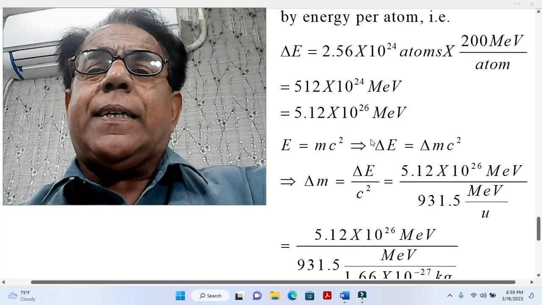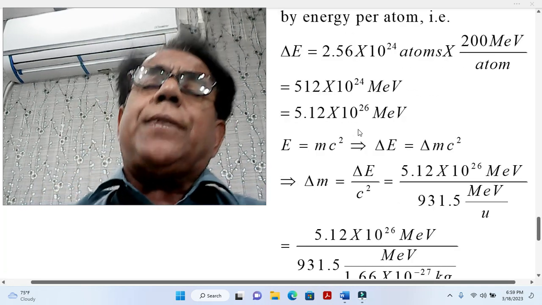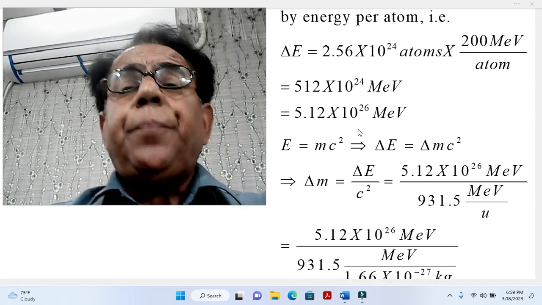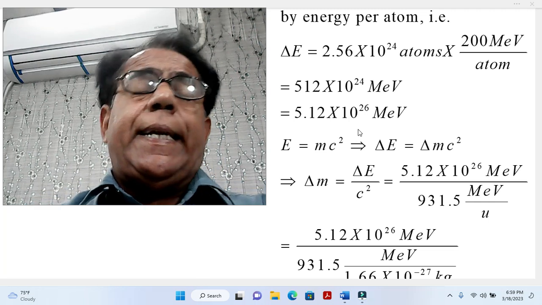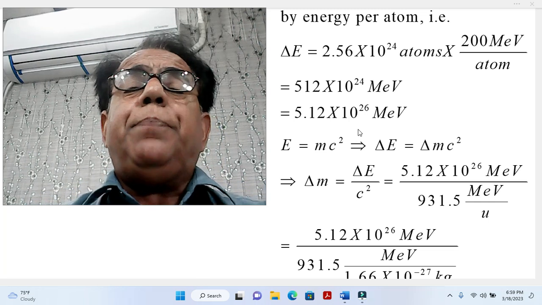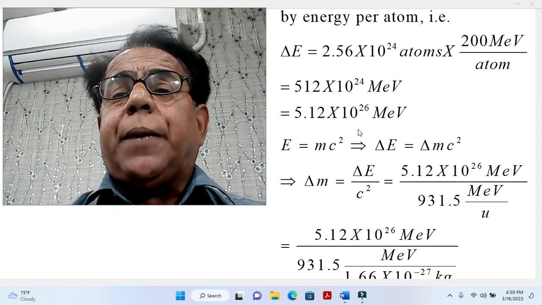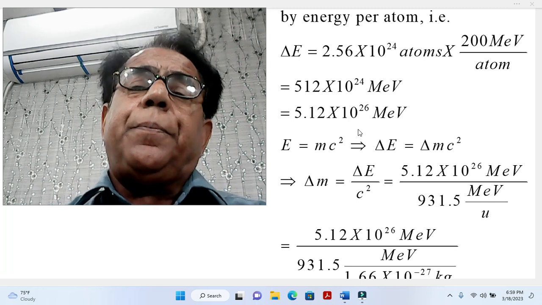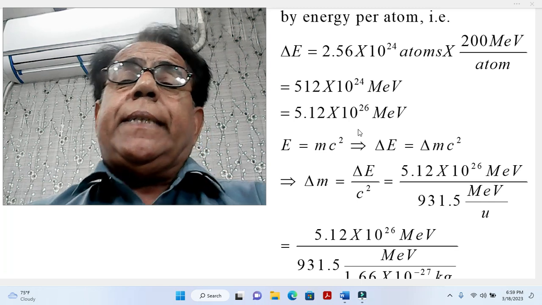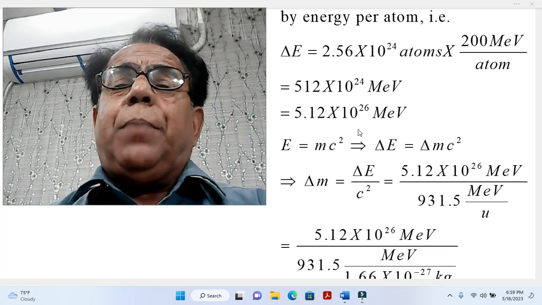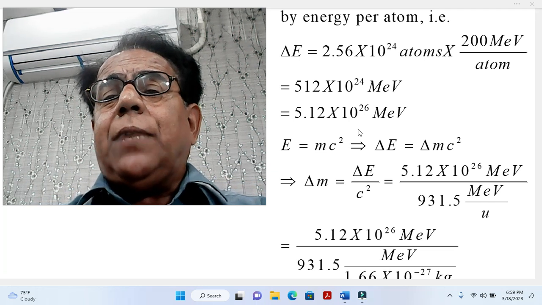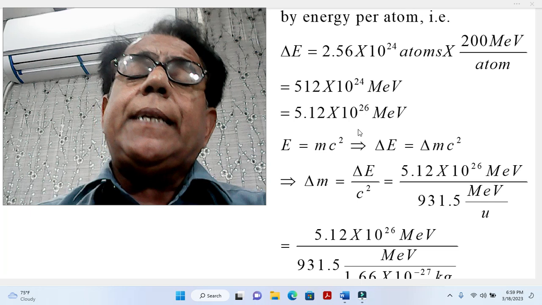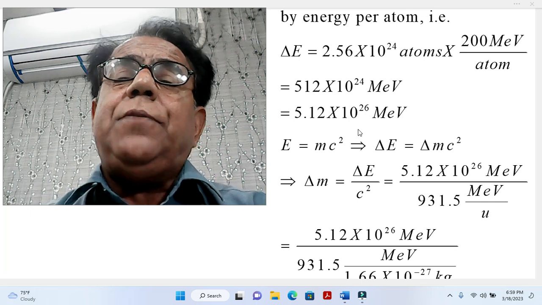This is just a conversion. Otherwise, to the extent of 24, our result is more appropriate. Now we come towards the change in mass, that is delta M. Because we know that E is equal to mc square, this implies that delta E is equal to delta m c square. Change in energy is equal to change in mass into c square. This implies that if we keep delta M on one side, then c square will become the denominator and delta E will become the numerator.